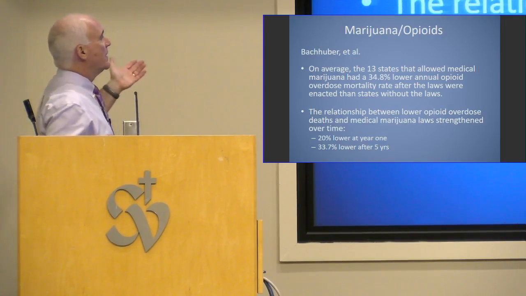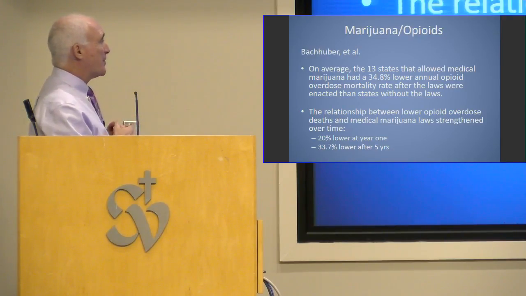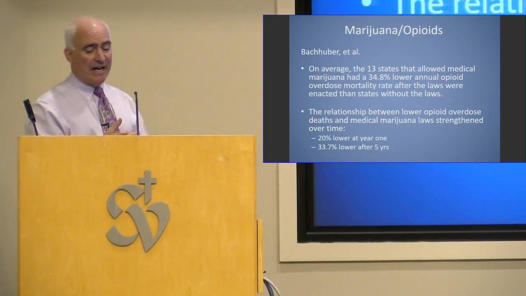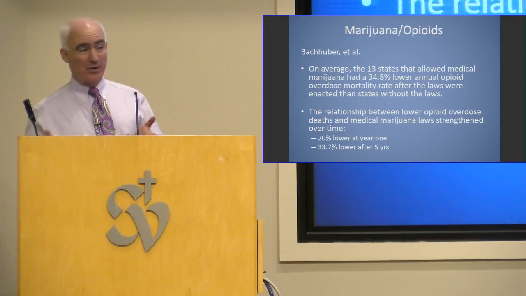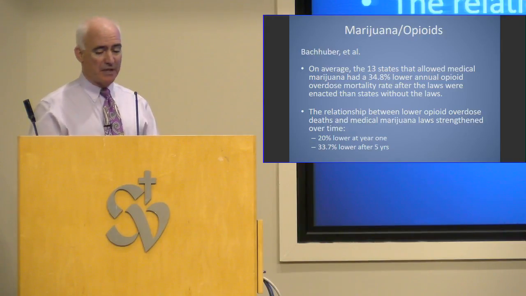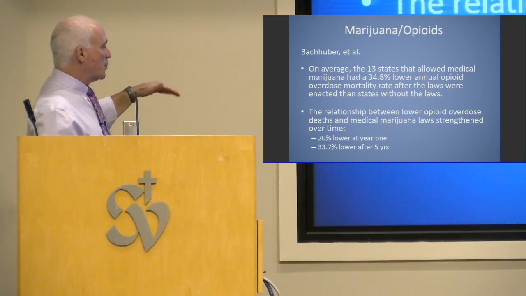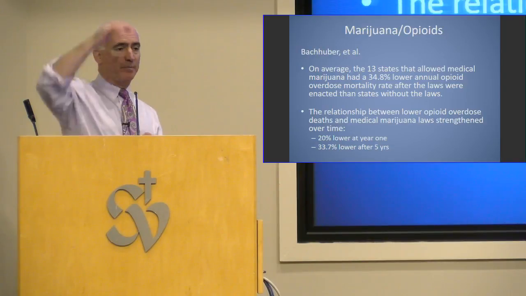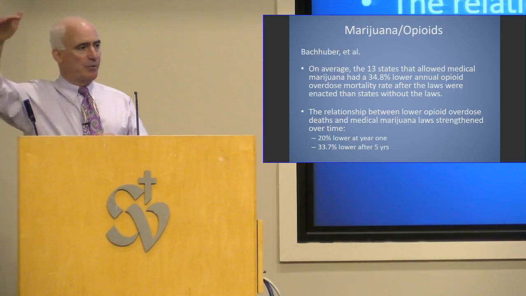On average, the 13 states at that time, now we said there's 23, that allowed medical marijuana had almost a 35% lower opioid overdose mortality rate after the laws were enacted than states without the laws. That's pretty dramatic. I mean, almost 35% fewer opioid deaths. The relationship between lower opioid overdose deaths and medical marijuana strengthened over time. At first it was 20% lower at 1 year, and then it grew to 33% over 5 years. It wasn't like it peaked in year 1 and then slowly started coming back down to the original rate. It stayed pretty steady.